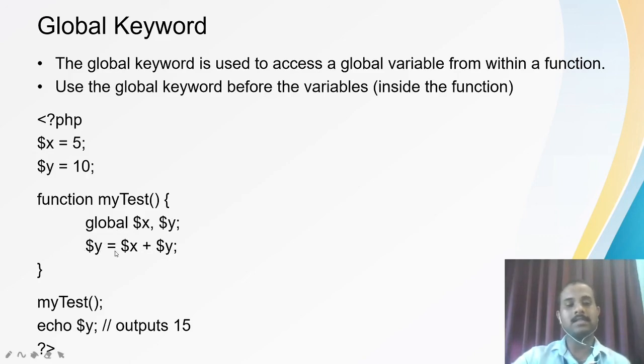So $y is equal to $x plus $y. x is 5 and y is 10, 5 plus 10 is 15. So the y value will get updated from 10 to 15. Here it will print the output, echo $y. So 15 will get printed.